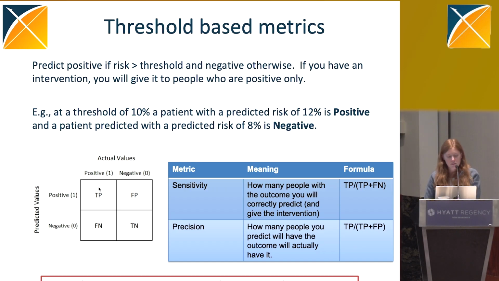So you want to look at the predicted negative, predicted positive against the true positive, true negative. If you predict a positive and they are positive, they're a true positive. If you predict they're positive and they're actually a negative, they're a false positive. If you predict they're a negative and they're actually a positive, it's a false negative. And if you predict they're a negative and they are a negative, it's a true negative.